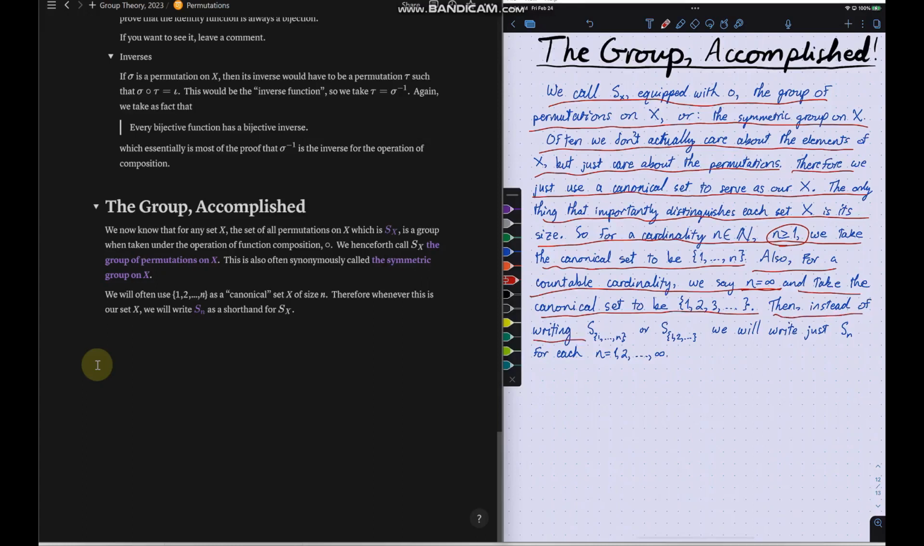Then, instead of writing S with the subscript this whole set, in either case, we just write S sub n, where n is any one of these numbers, either a positive natural number or infinity.